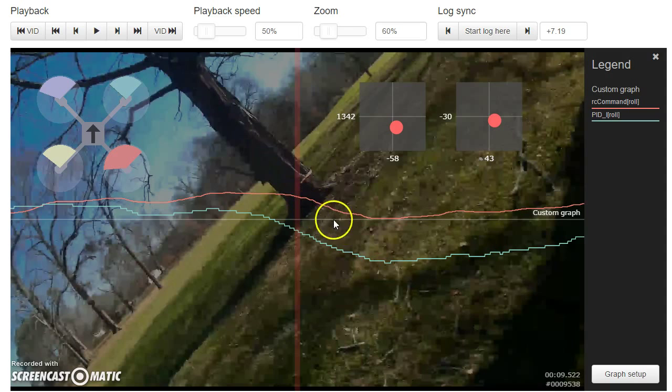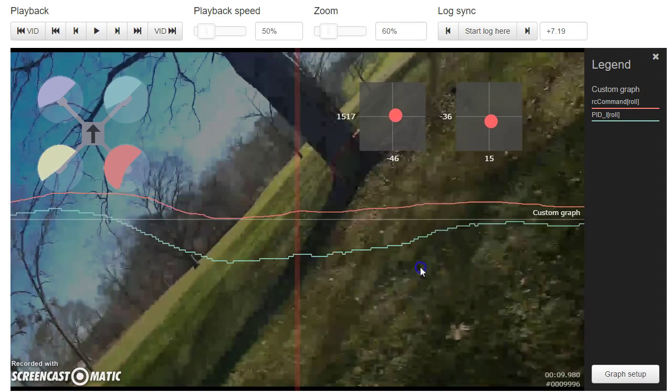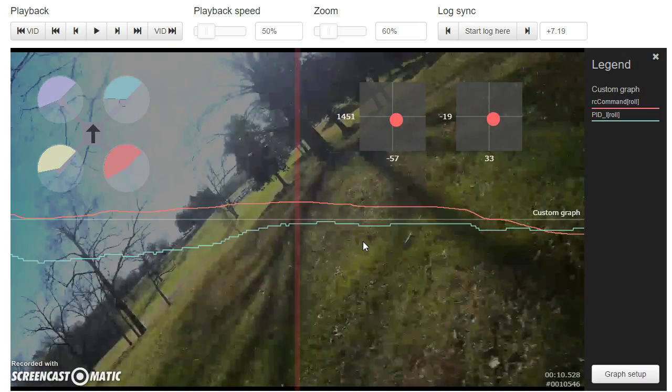They both are going negative, they're descending. And so the I term is pushing into the move. As the move continues, the I term starts to level out back to zero. And that's okay. That just means that the copter has achieved some kind of stability. When the copter has achieved stability, the I term will be close to zero. That has nothing to do with whether we're flying level or whether we're turning or whatever.